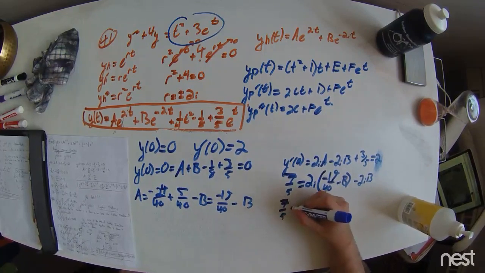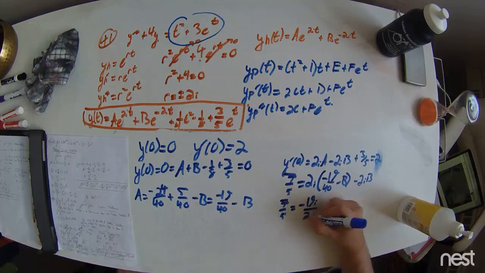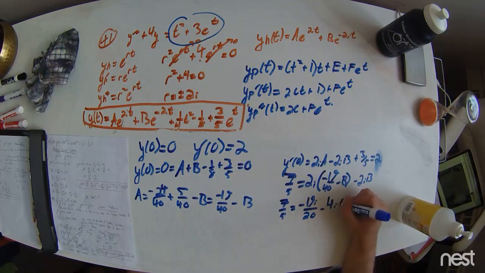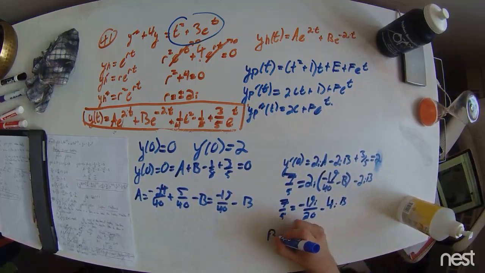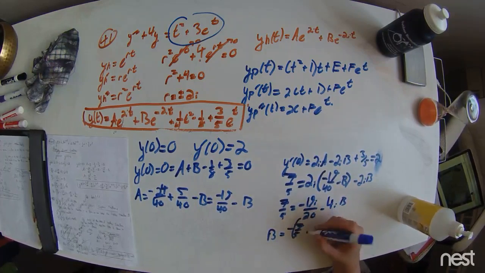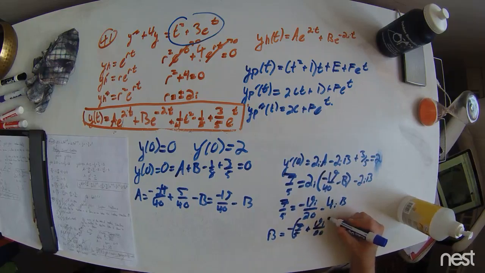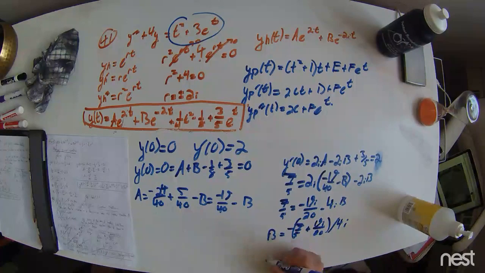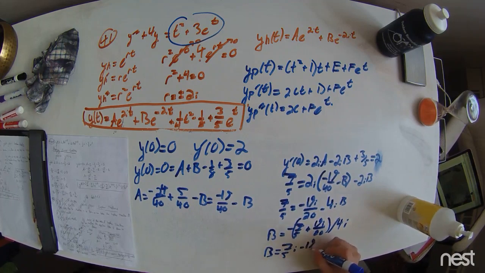7/5 equals minus 19i over 20 minus 4ib. B equals minus 7/5 plus 19i over 20, divided by 4i. Rewriting this, we get b is equal to 7/5 i minus 19/20, which is also equal to minus 19/80 plus 7i/20.